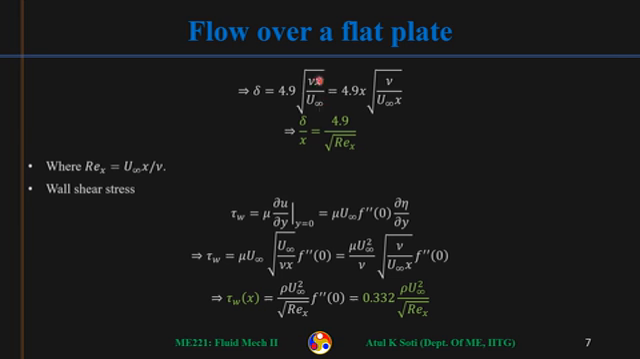So 1 by x square root of x will become x square root of x square. So 4.9x, and this will be nu upon u infinity into x. This is like the Reynolds number, u infinity into some length divided by nu. So delta I can write as delta by x is equal to 4.9 divided by Re_x, where Re_x is u infinity x by nu. So this is the Reynolds number based on the x coordinate along the flat plate.